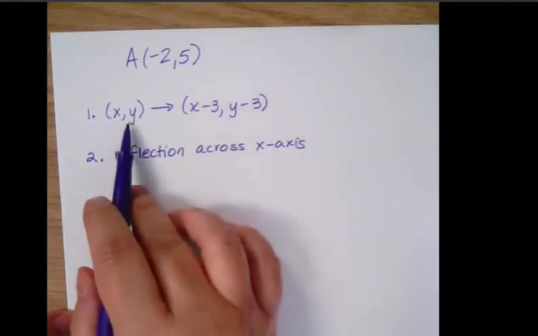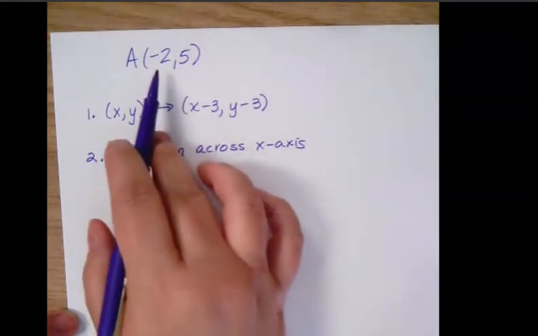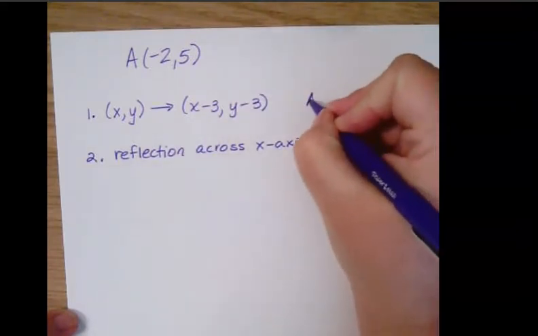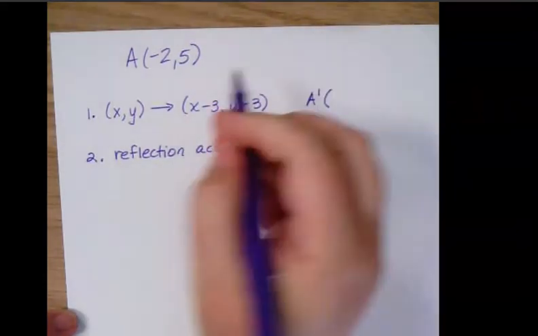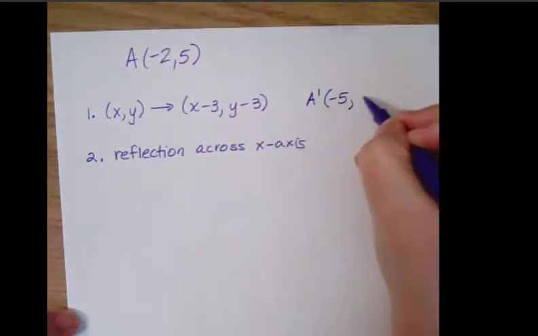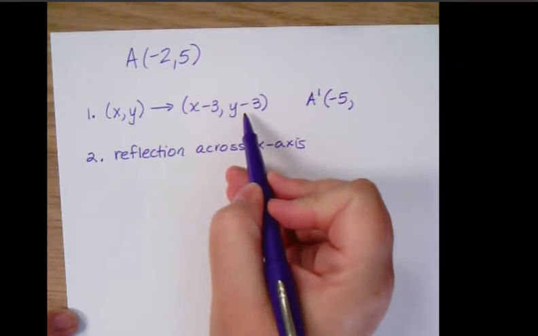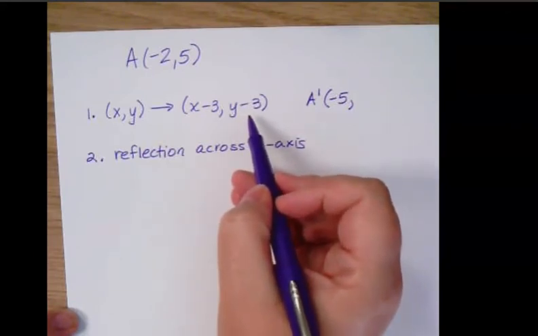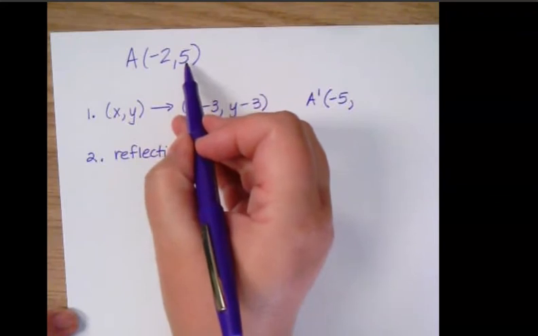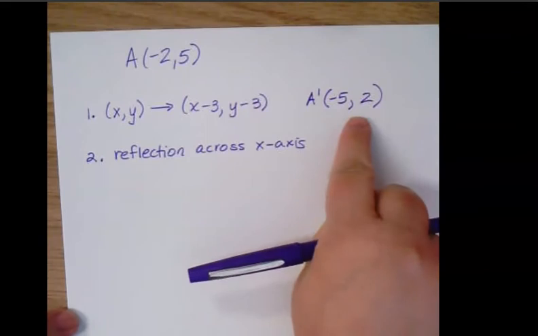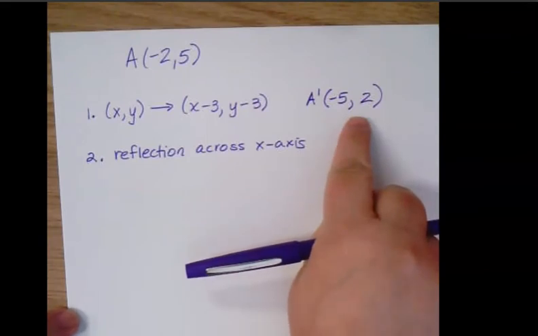This translation tells me I'm going to subtract 3 from my x value, which is the same as saying left 3. So let's go ahead and do that. A prime, 3 subtracted from this gives me -5. And then it tells me I'm going to subtract 3 from my y value, which is the same as saying I'm going to go down 3. If I'm starting at 5, 5 minus 3 is 2. So here's the point where I am after step 1.